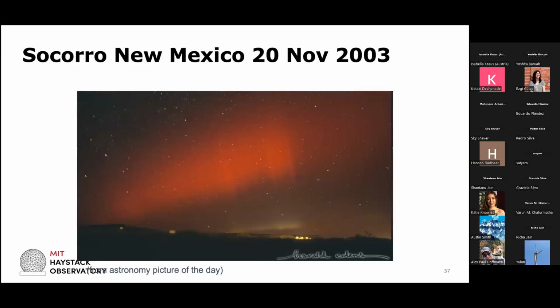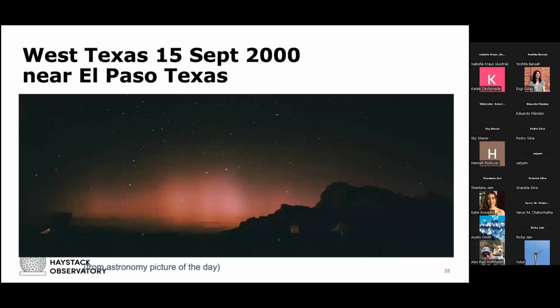This is aurora seen in Socorro, New Mexico. Why would we see it there? And even further, this was seen in West Texas near El Paso. I'm from Texas, and honestly, I never knew that you could see aurora in Texas, but you can. Now, does anybody have any idea why you can see that? I'm going to attempt waiting to see. No answers? Everybody's quiet?